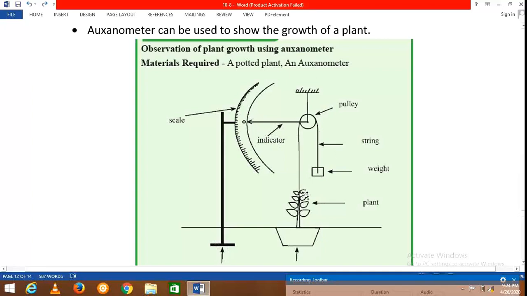So here what happens is, when the plant grows, the height of the shoot apex increases. Because of the weight, the string will be pulled downwards like this. So the pulley will rotate once the weight is moving down. As a result, the indicator will also show a slight movement, and you will be able to obtain the value. So this is used to measure the growth of a plant. This is known as the auxanometer.